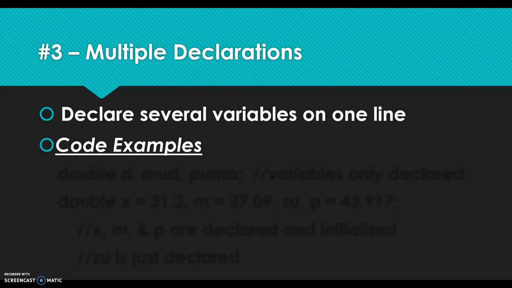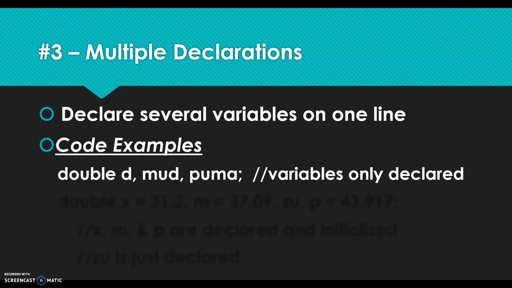You can declare more than one variable on one line as long as they are all the same variable type. So if I'm using doubles, I can declare them all on one line. Notice I only use double one time, and then I separate each one with a comma. And in this case, I'm just declaring the variables. I'm not setting them equal to any kind of value.